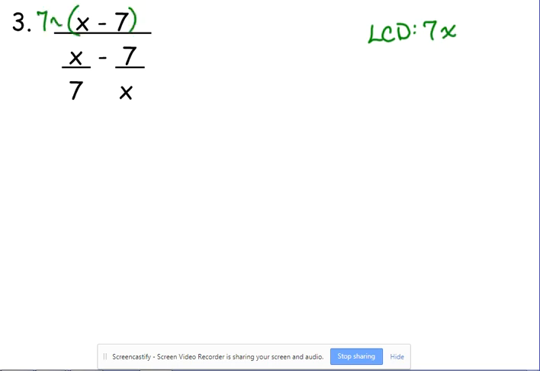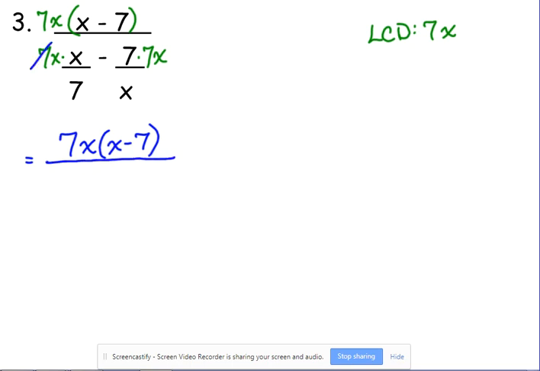So we got 7x, 7x, 7x. The numerator didn't have a denominator. Nothing cancels, so I'm going to go ahead and multiply that out. 7x squared, or actually, no, I'm going to leave it in factored form because I don't have anything to combine it with in the numerator either. Okay? Leave it in factored form.